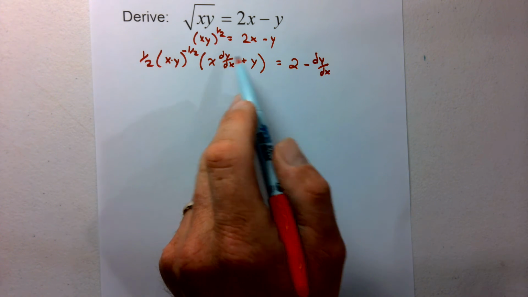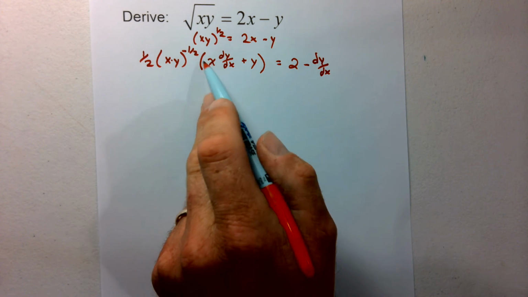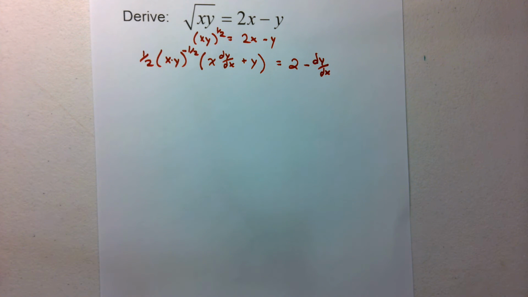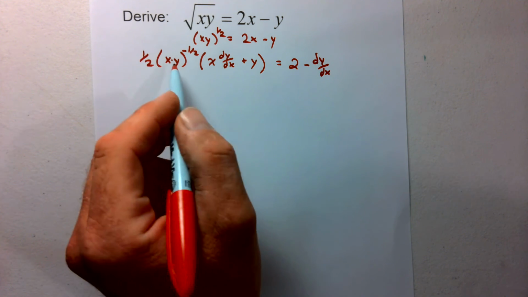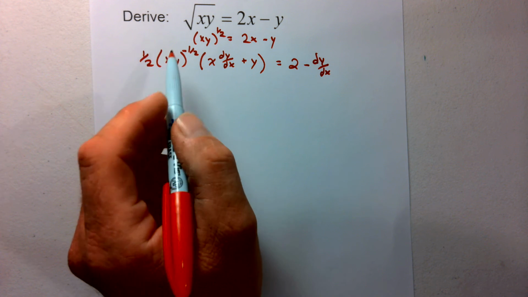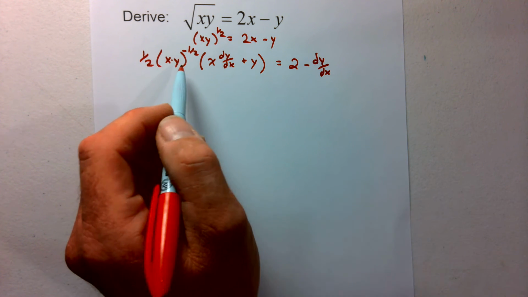Notice we have dy/dx on both sides of our equation. So we've got to get these dy/dx's over to this dy/dx. It's not going to be fun and it's not going to be easy. So let's think about what we can do. There's lots of things we can do. What do you see? What do you notice?